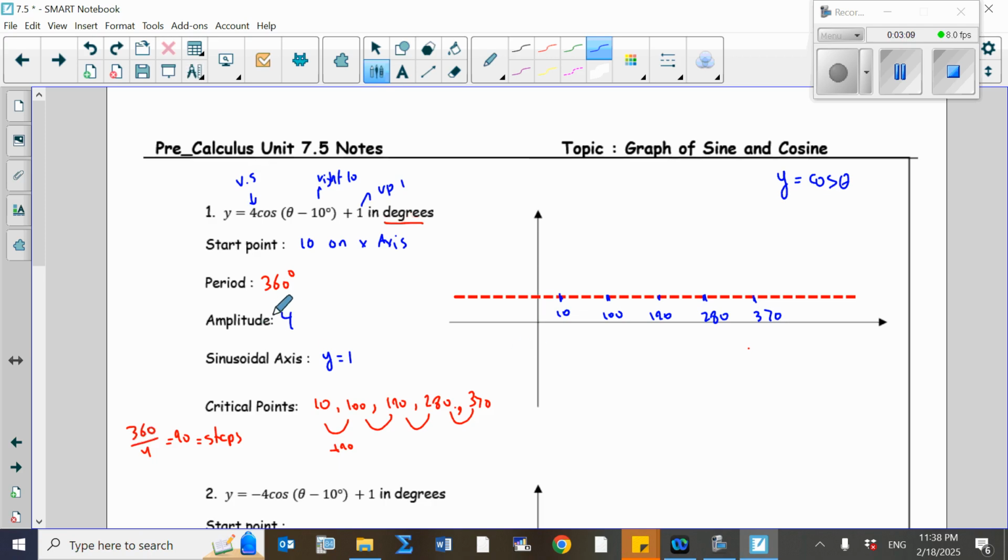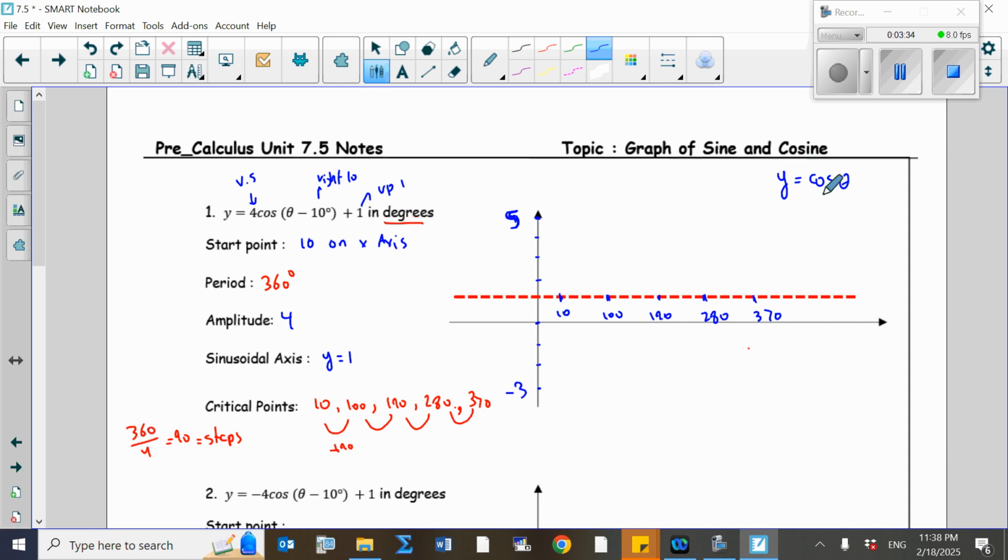Now what is the highest and lowest point? Amplitude is 4. So from the sinusoidal axis, you go 4 up. So this is going to be at 5. And from the sinusoidal axis, you go 4 down, 1, 2, 3, 4 down. So this is at -3. So these are the highest and lowest ones.